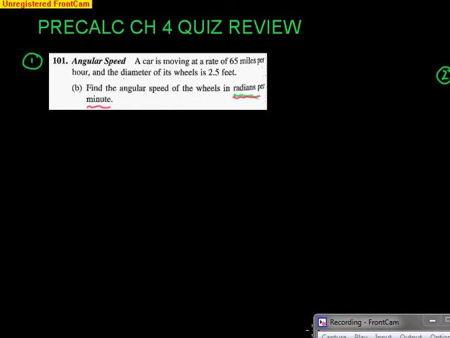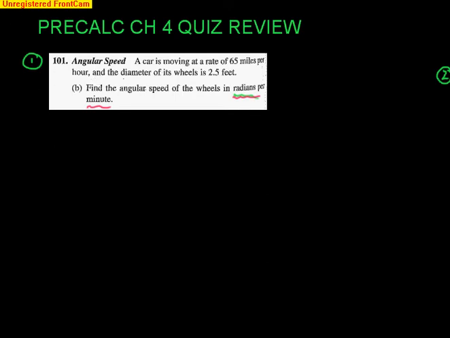Okay, Precalc, we have our quiz on Wednesday covering the first 4 sections of Chapter 4. Here are 8 problems to go along to help you study. First, angular speed. A car is moving at a rate of 65 miles per hour, and the diameter of its wheels is 2.5 feet. Find the angular speed of the wheels in radians per minute.